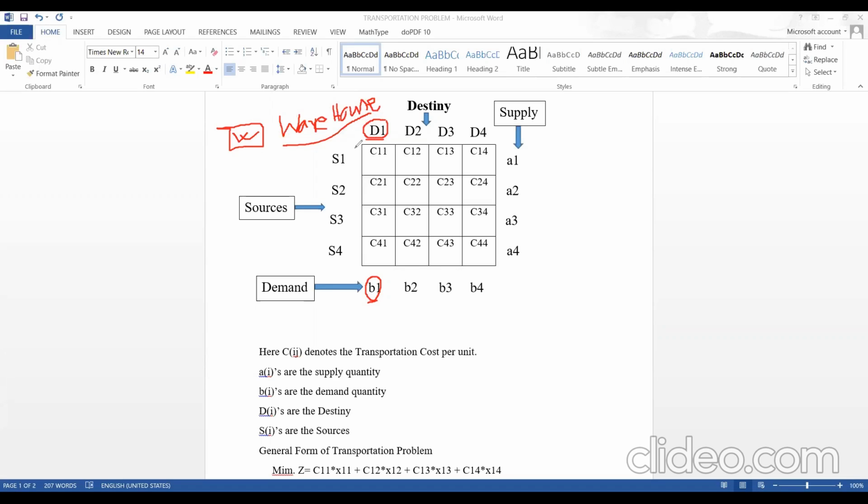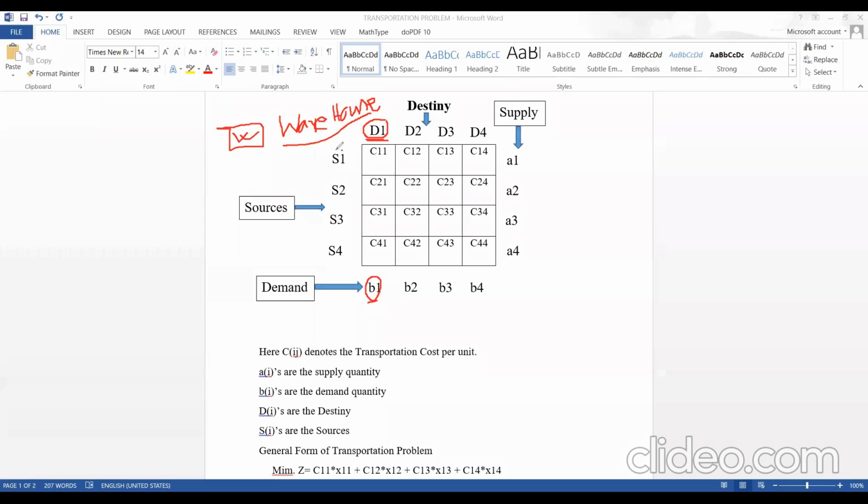The company will see which warehouses are very close to the destination D1. Once they have located which warehouse is close to D1, they will supply the demand of the destination D1. Now here the question is, maybe the demand is more than the capacity of the supply of the warehouse.